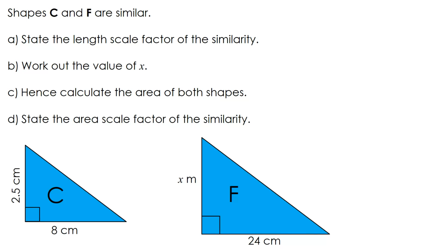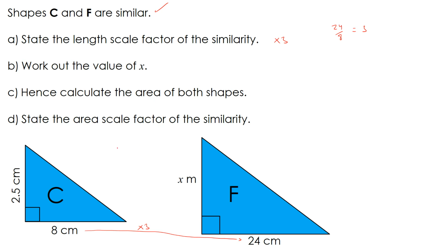Okay, nice one. So the similar shapes, find the length scale factor of the similarity. Well, I see that these two sides here are matching, and I think that 8 times 3 is 24. If you couldn't do it in your head, remember, you can always just do 24 divided by 8, and that will give you the factor as well, times by 3.